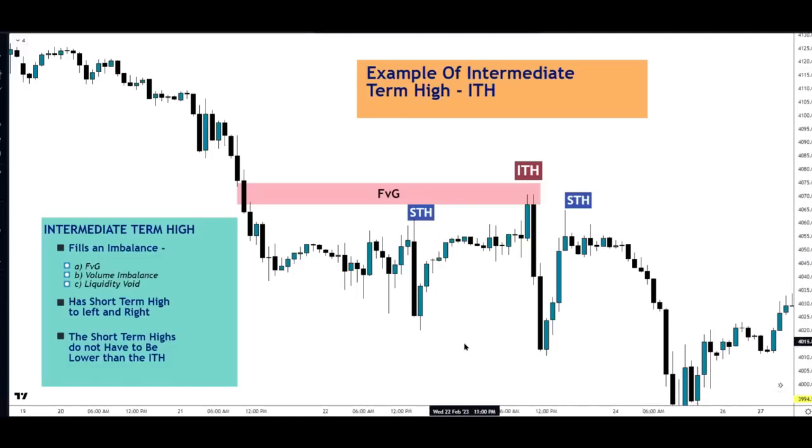But like I said, I don't use it that way. I just straight up use it. I'm only focusing on the one that filled in imbalances, and I think that provides the easiest definition and the best example for you guys. So all right, now let's go on to long-term highs.